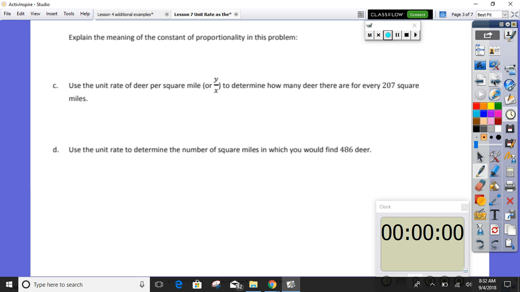Explain the meaning of the constant of proportionality. This will come up in quizzes and tests, so this is important. The 9 just means that there are 9 deer for every 1 square mile of forest.